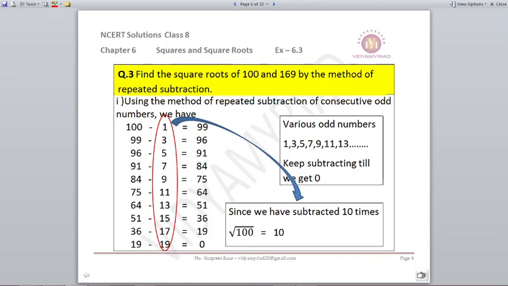And when you see this, you have used 1, 3, 5, 7, 9, 11, 13, 15, 17 and 19. These are a total of 10 odd numbers. So that will be your answer. The number of odd numbers that you use for subtracting will be the square root of that number. Which means the square root of 100 is equal to 10. There are 10 odd numbers subtracted.